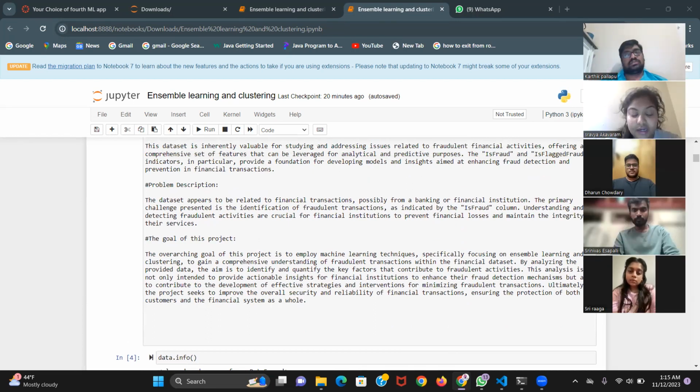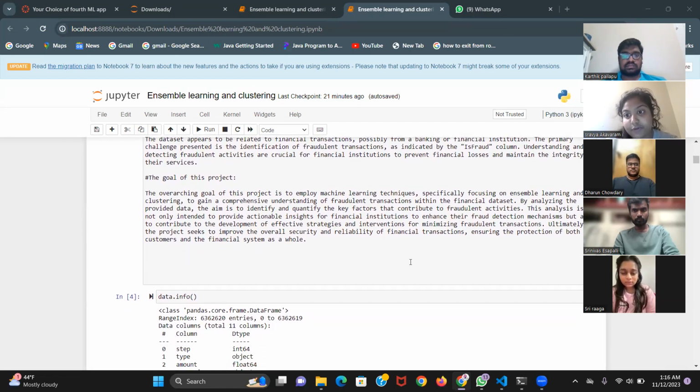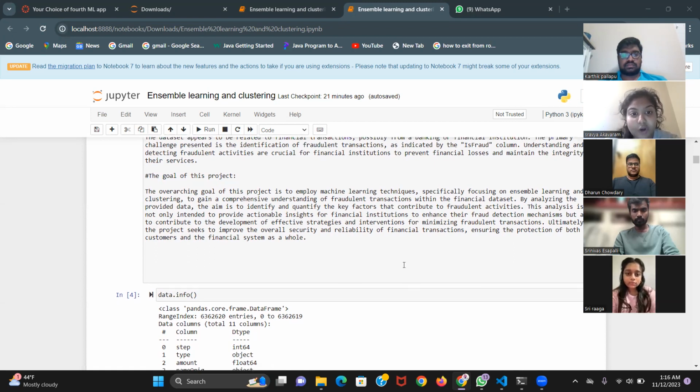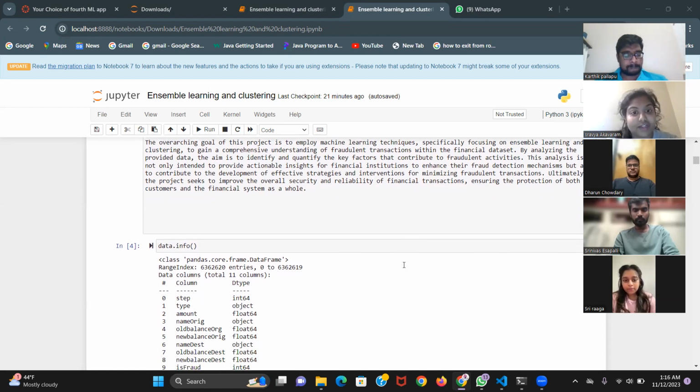By analyzing this data, the main aim is to identify and quantify the key factors that contribute to fraudulent activities. This analysis is not only intended to provide actionable insights for financial institutions to enhance the fraud detection mechanism, but also to contribute to the development of effective strategies and interventions for minimizing these fraud transactions. Ultimately, our main project goal is to improve the overall security and reliability of financial transactions, ensuring the protection of both the customers and the financial system.